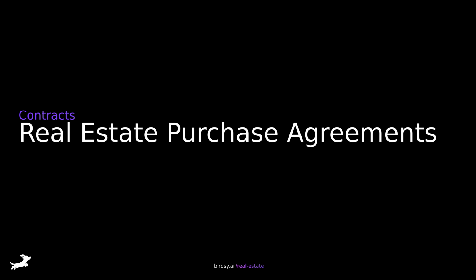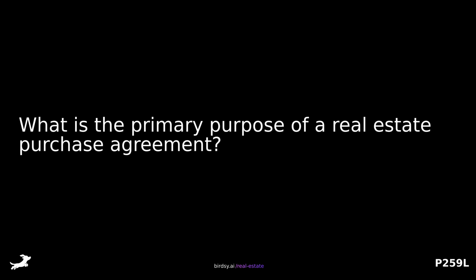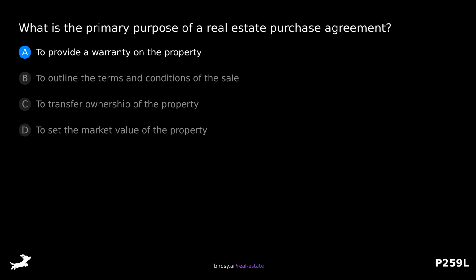Real estate purchase agreements. What is the primary purpose of a real estate purchase agreement? Is it A, to provide a warranty on the property, B, to outline the terms and conditions of the sale, C, to transfer ownership of the property, or D, to set the market value of the property? The answer is B, to outline the terms and conditions of the sale.